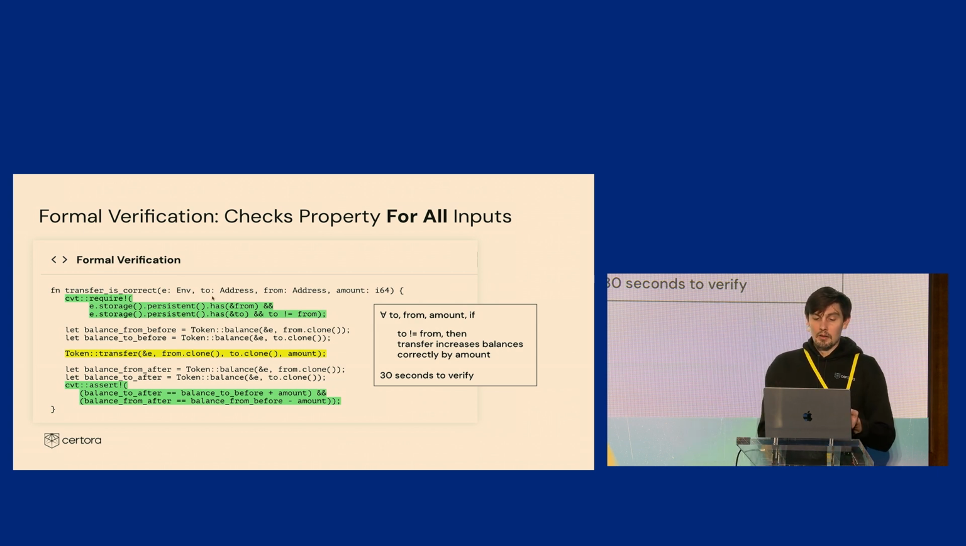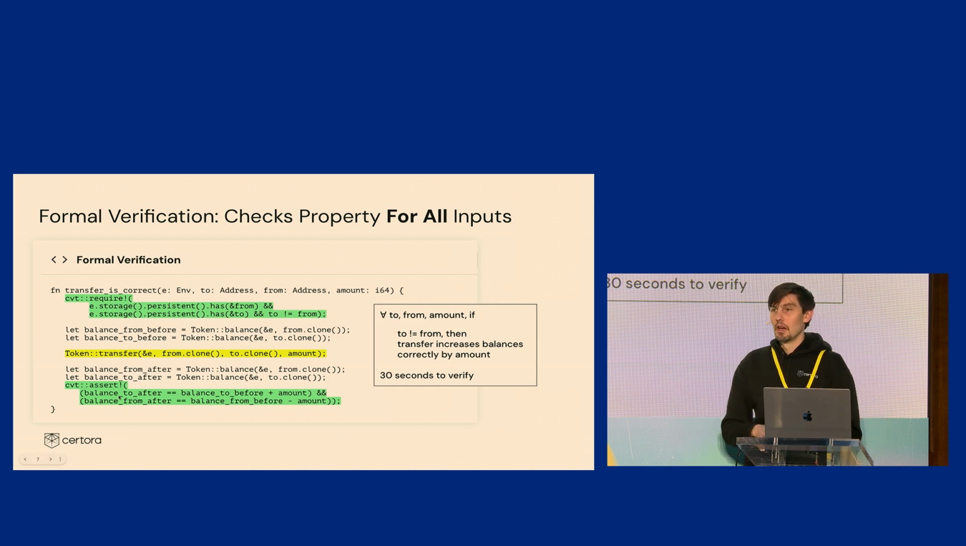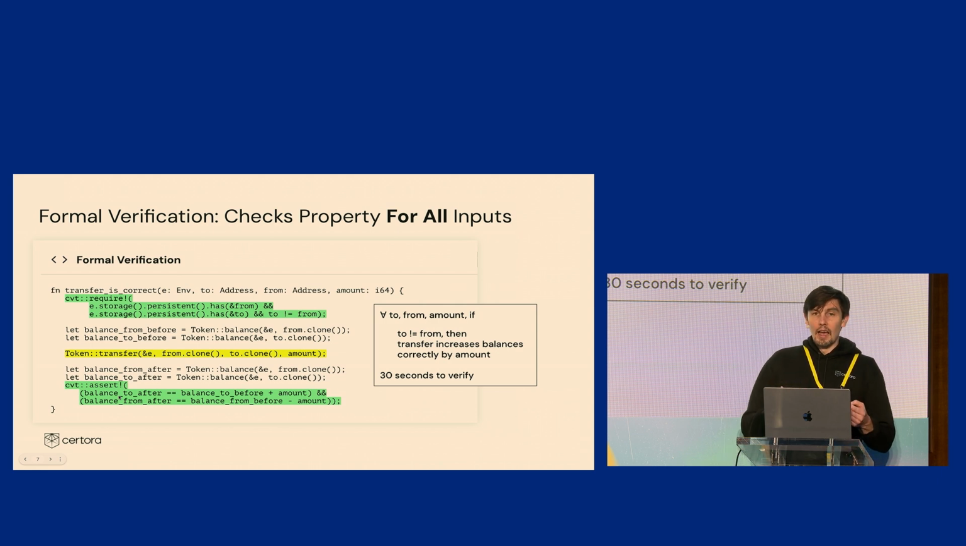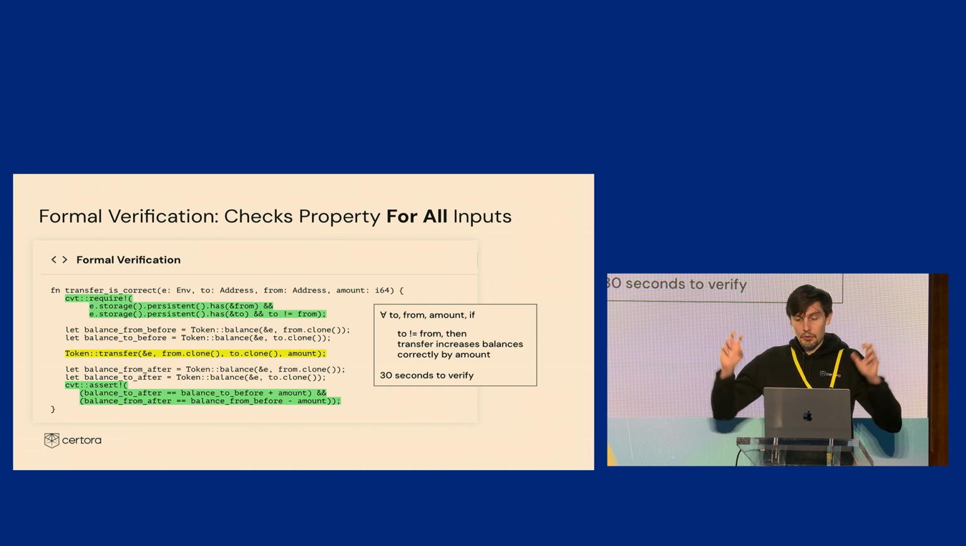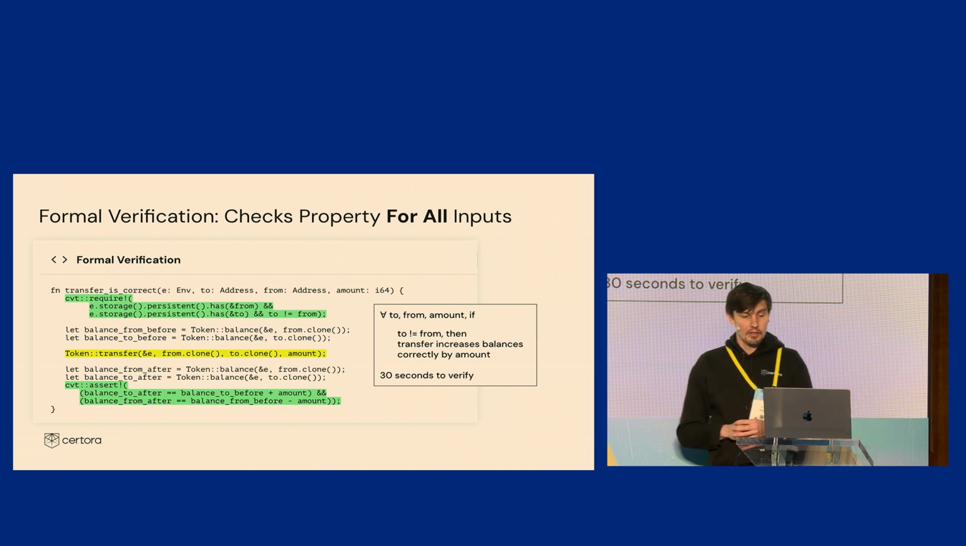You have the to and from address, and the amount. What you actually want to say is that as long as the to address is not the same as the from address, so as long as they are different, and the addresses actually exist, this property holds. So you have the require. This is a precondition that you set, and if this precondition holds, this postcondition is also true. So instead of fixing certain inputs, you now execute this code and verify it over all contracts.